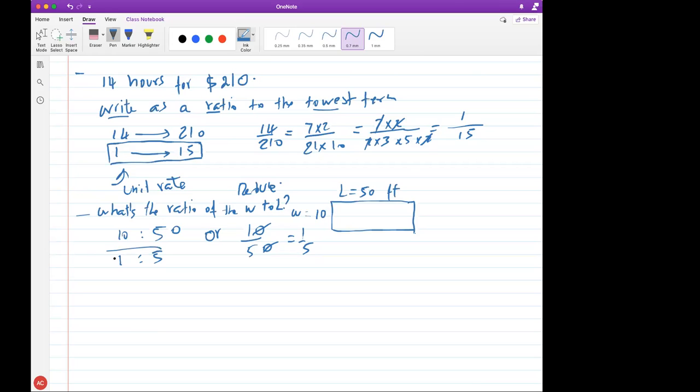So now we're back to this. And again, this is what we can call the unit rate. So 1 foot from the width is equivalent to 5 feet from the length. In other words, if you increase this, you have to increase this one accordingly. Let's say this is maybe a garden or a piece of cloth or a towel or whatever.